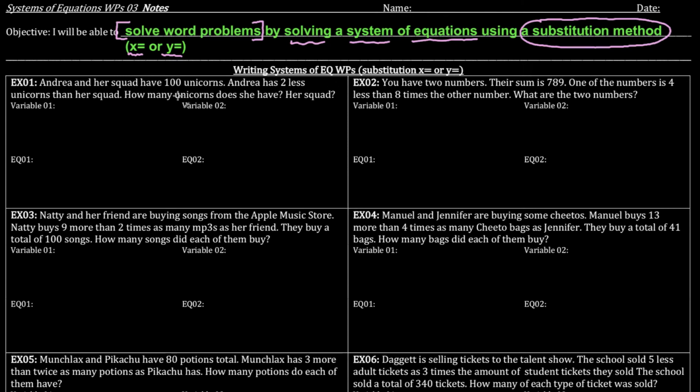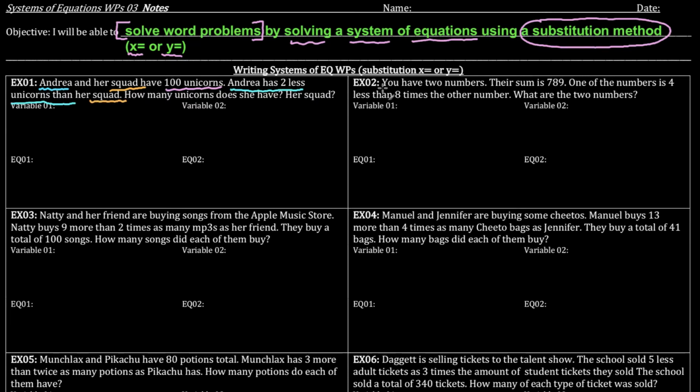So Andrea and her squad have 100 unicorns. Andrea, I'm going to use a different color. So let's make Andrea blue. Andrea and her squad have 100 unicorns. So Andrea, I want to put her squad is, and then we'll put 100 unicorns. Andrea was blue. So Andrea has 2 less unicorns than her squad. Squad was orange.